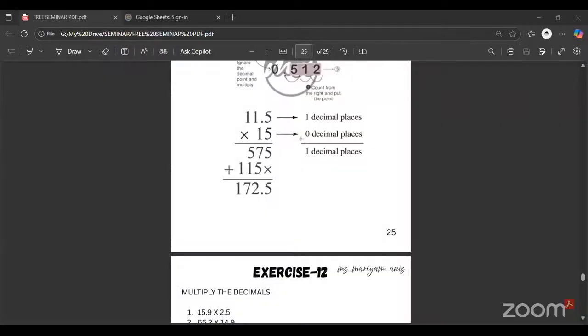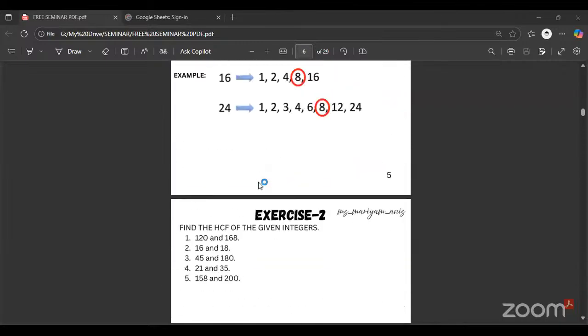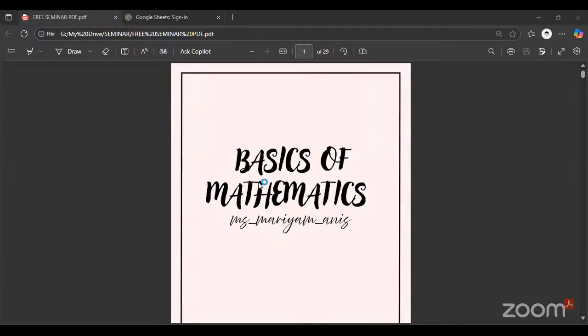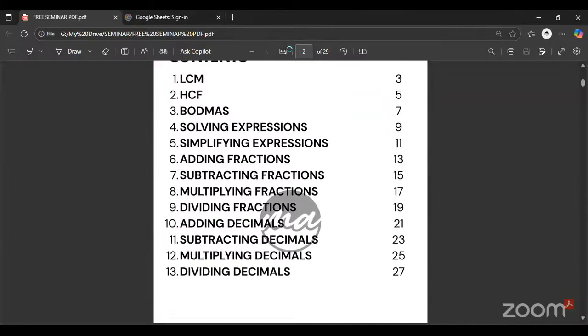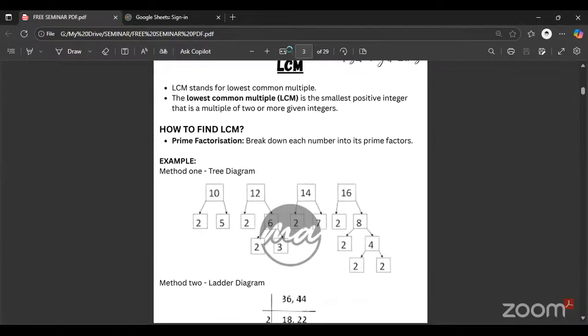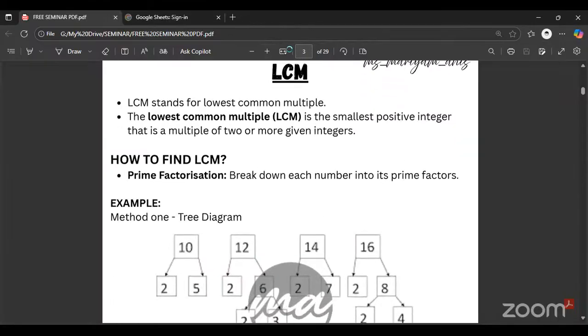Okay, so this is the PDF. As mentioned before, we will be doing a few basic questions. These are the questions which we are going to do today. In total, we have 13 topics. Let's start with the very first topic, which is LCM.